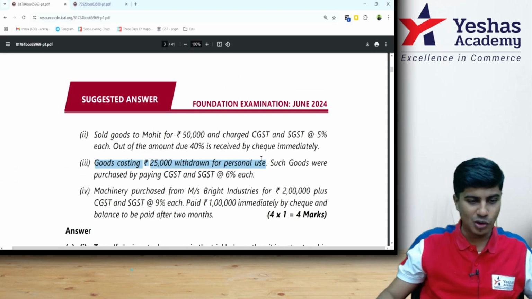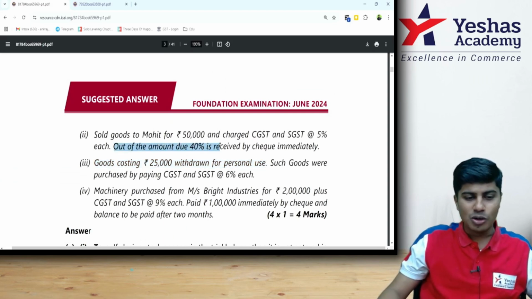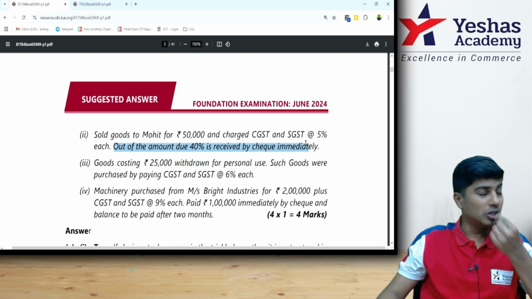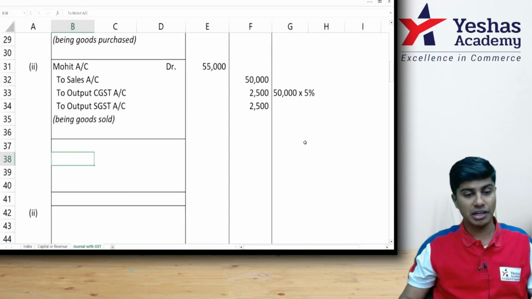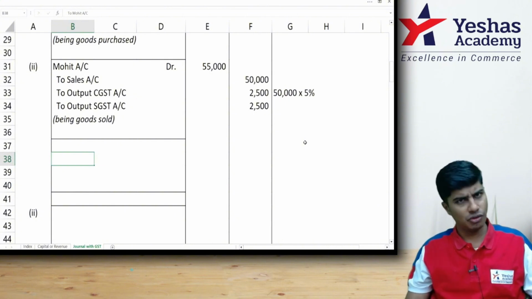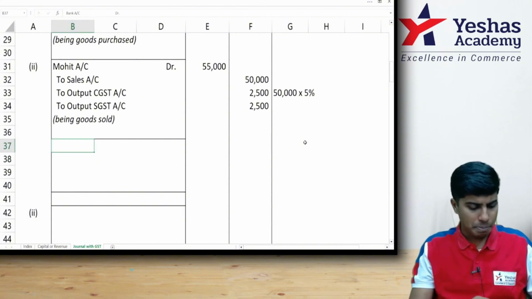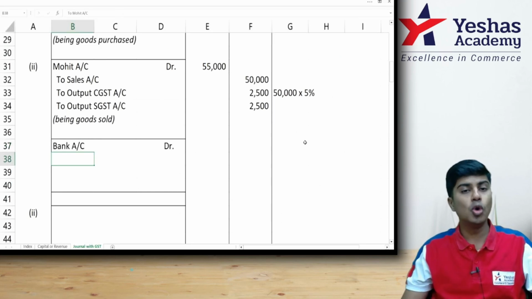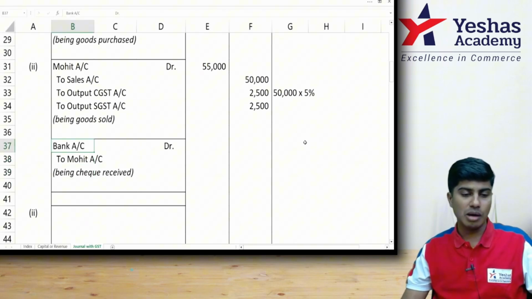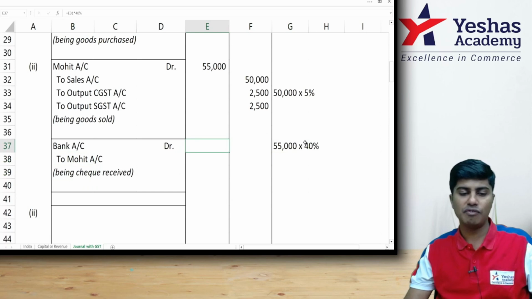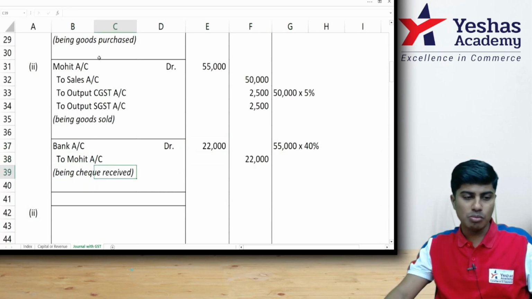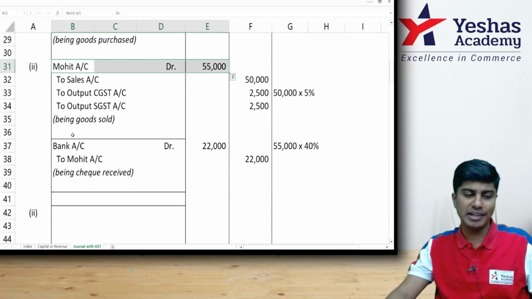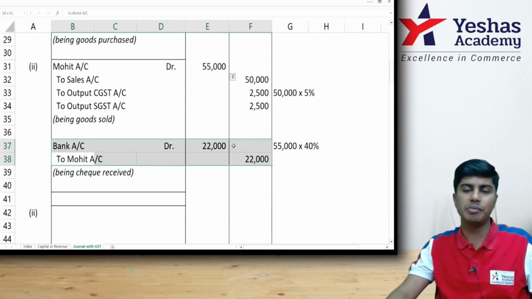Wait a second. Before I go to this, I forgot this part. Out of this amount of goods sold to Mohit, we are supposed to collect 40% by cheque immediately. 40% of 55,000 he would pay to me. I would write bank account debit to Mohit account, and this will amount to 40% of 55,000, which is 22,000. Now I wrote Mohit account debit 55,000 and later credited it by 40% debiting bank.